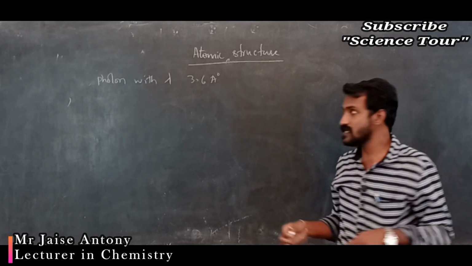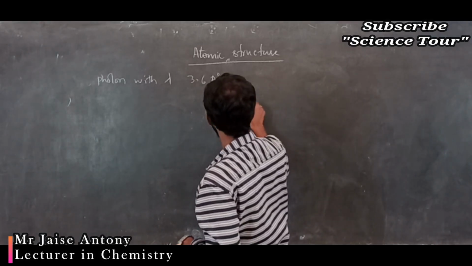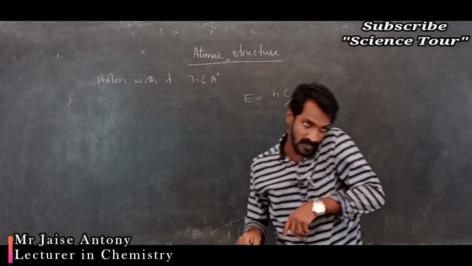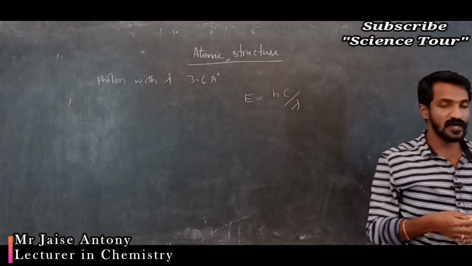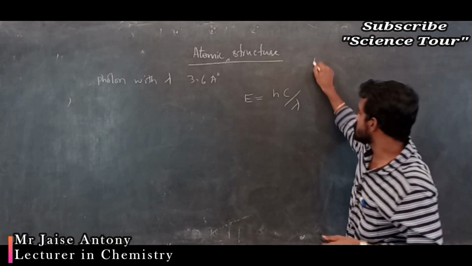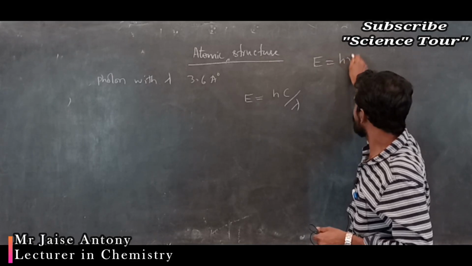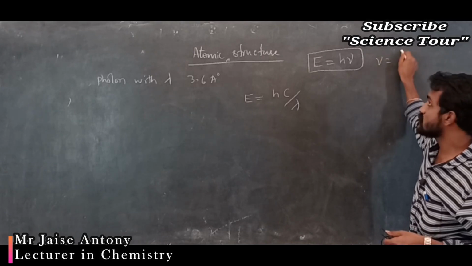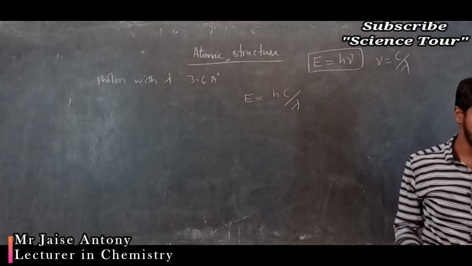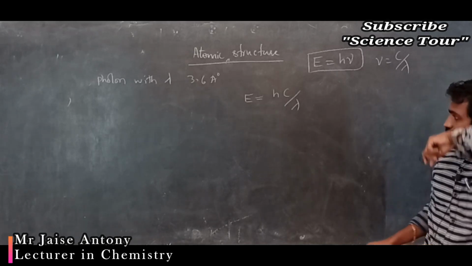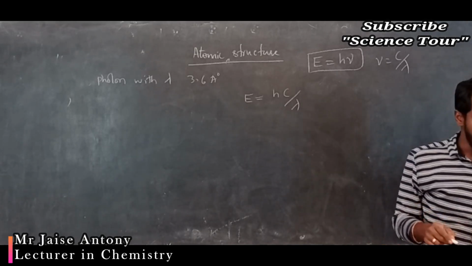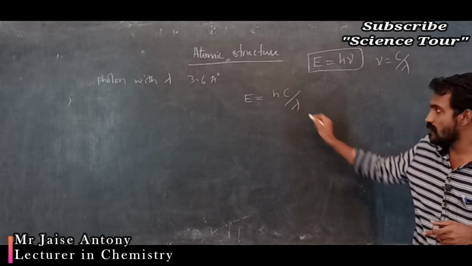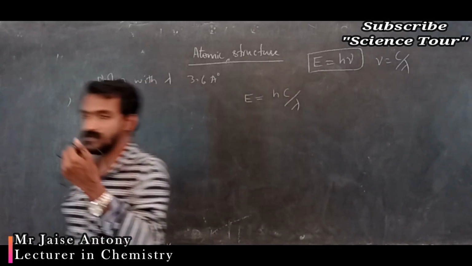E is equal to hc by lambda. E is equal to h nu is there, which is actually the energy. So here nu is substituted with c by lambda, my dear students. No doubt. And here you can modify this, if you want to find out the mass. hc by lambda is there, correct? No doubt.